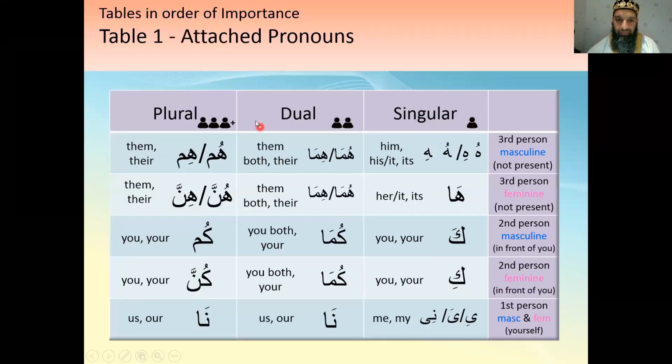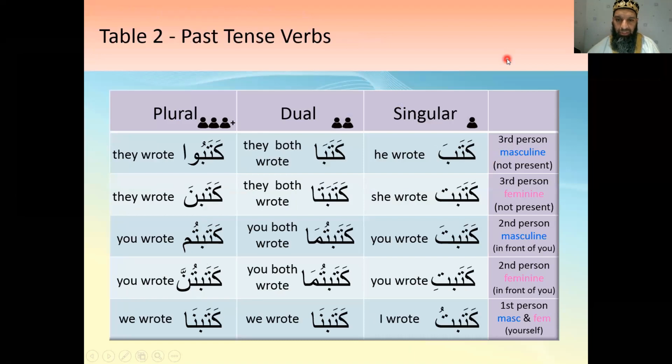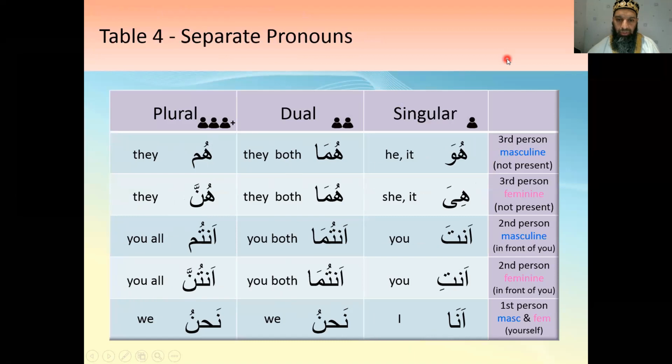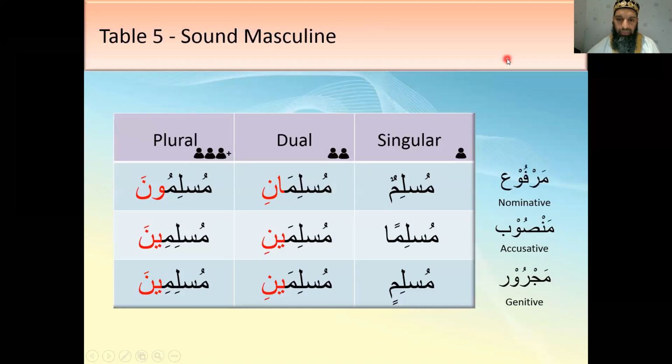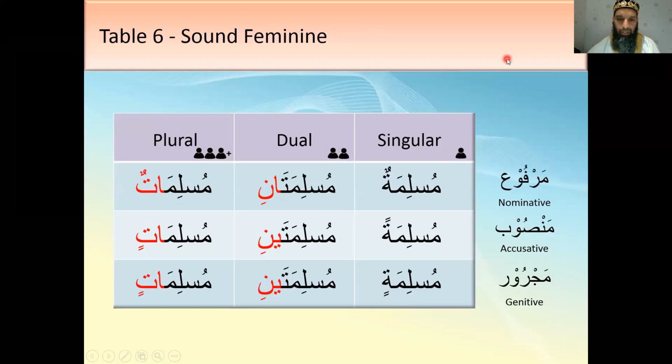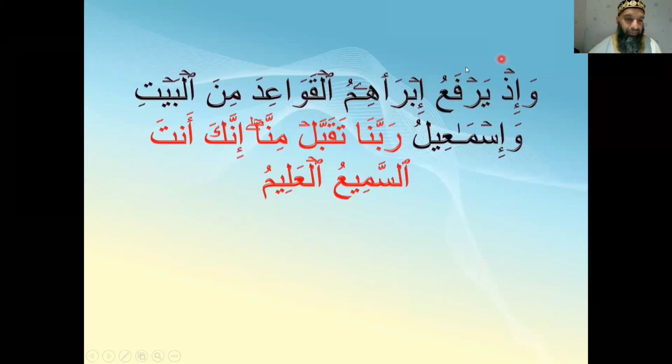These are the important tables. I put them here. They're also in the back, in the appendix, I think, of your booklet. These are important tables. This one here as well. This one here. 5 minutes left.